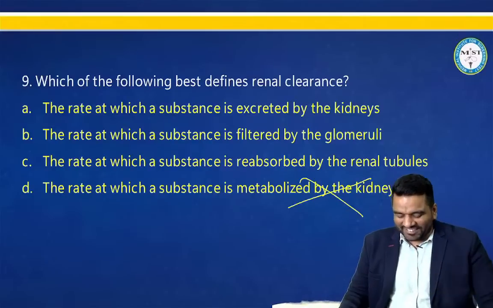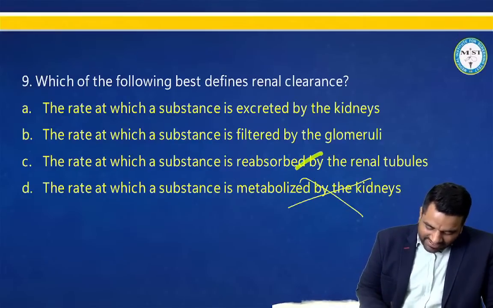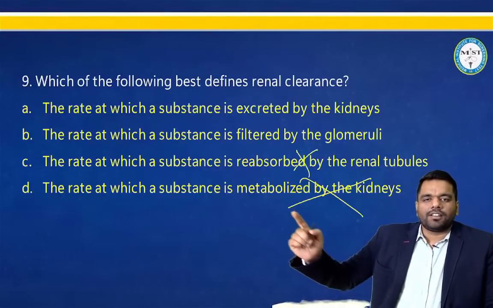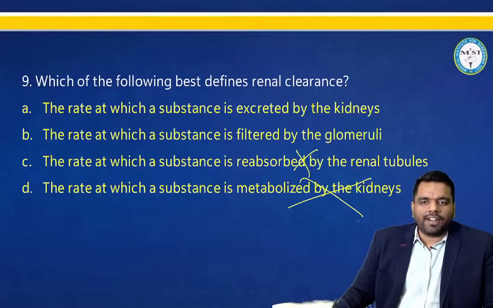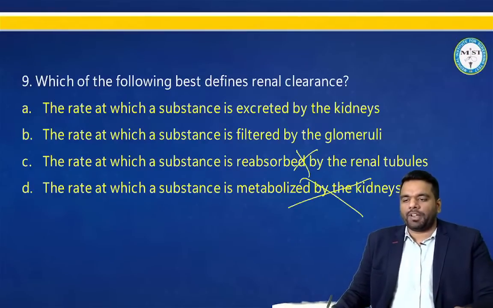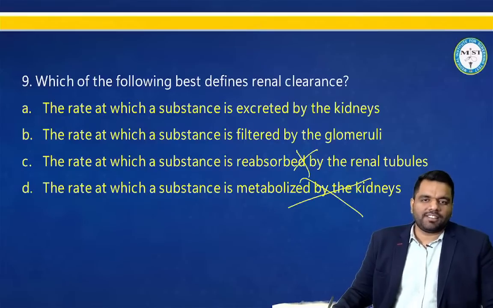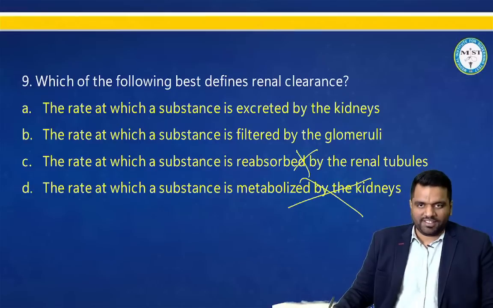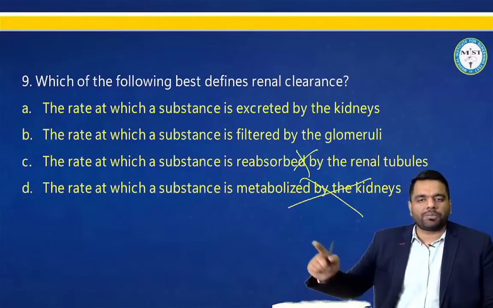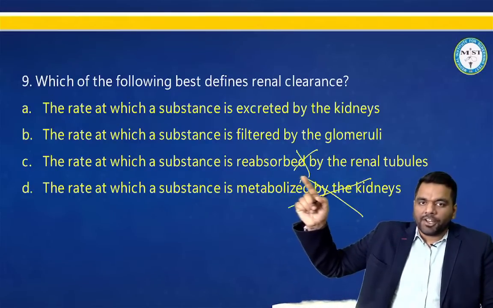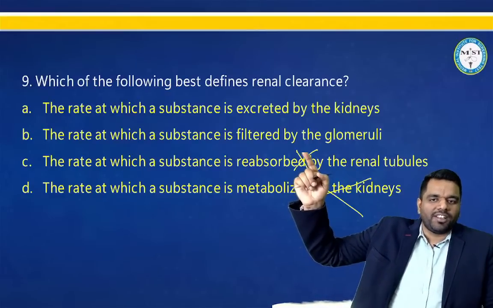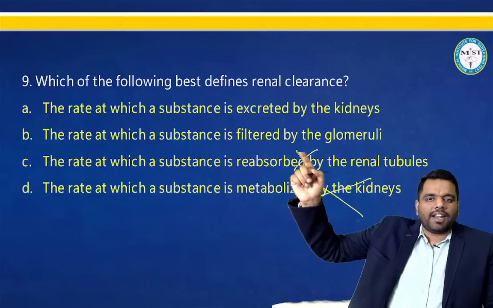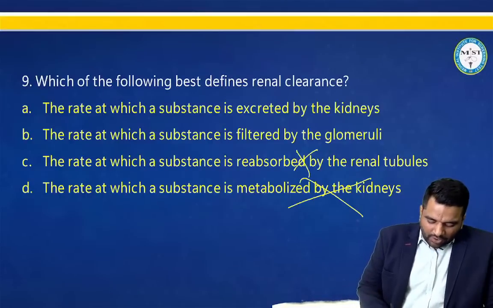Yes. So now you got your answer. This is again a wrong option. This is not about the reabsorption of any substance. Then option B, the rate at which a substance is filtered by the glomeruli. No. Again, this is not the right definition of renal clearance, because this is about the filtered load. Option B states the filtered load, and option C states the transport maximum, Tmax. During the class, I told you the Tmax and the filtered load. So again, this is the wrong option.